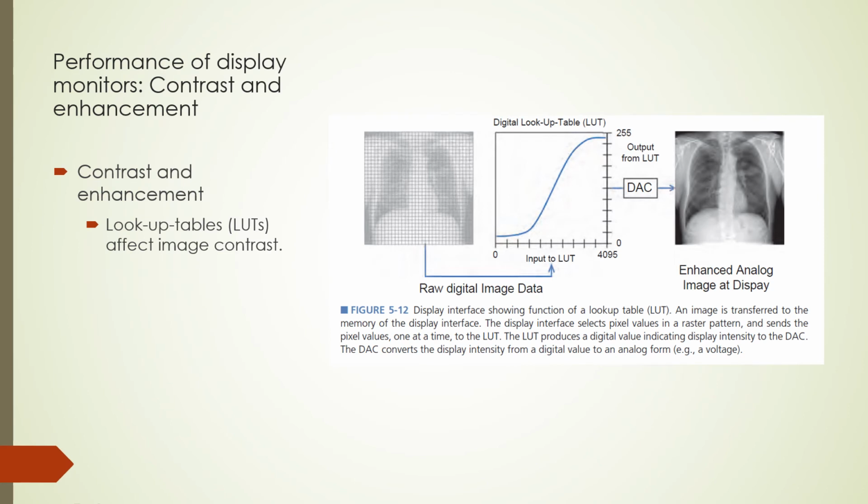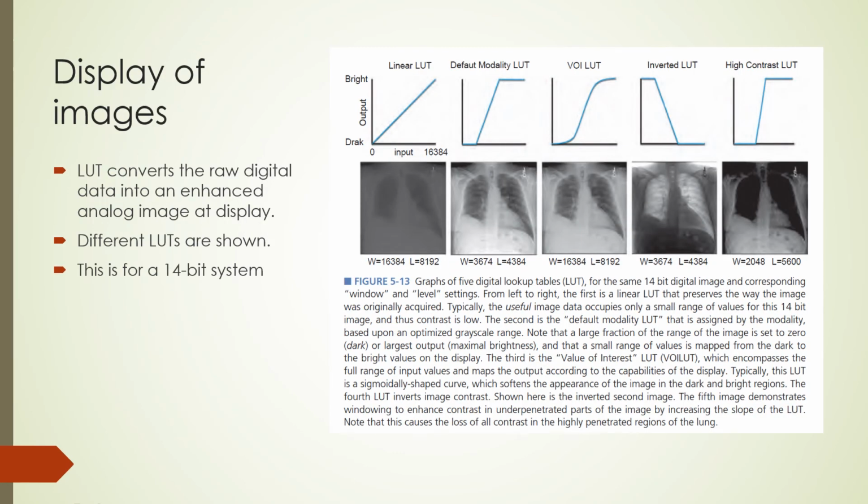Another performance metric is contrast enhancement. Contrast enhancement in medical images is achieved by using lookup tables programmed into medical image processing and display computers. A lookup table is a table containing a value for each possible pixel value in an image. For example, if each pixel could have 1 of 4096 possible values, then the lookup table will have 4096 elements. Here are different lookup tables. The formula used in the lookup table converts the raw digital data into an enhanced analog image at display.